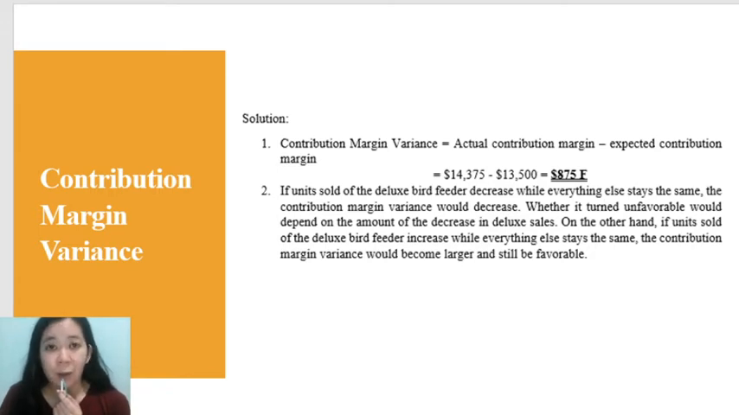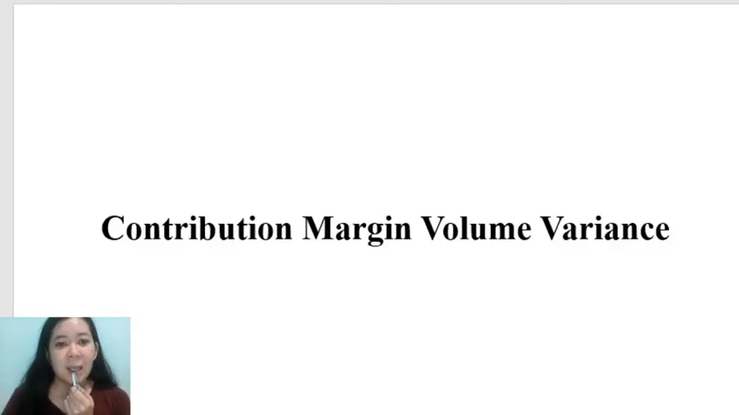Of course, it follows. So whether it turned unfavorable would depend on the amount of the decrease in our sales for the deluxe. On the other hand, if the units sold of the deluxe bird feather increase while everything else stays the same, of course, it also follows that the CM variance would become larger and still be favorable. So we can describe it even without calculating the figures. Okay, so that's for the contribution margin or CM variance.